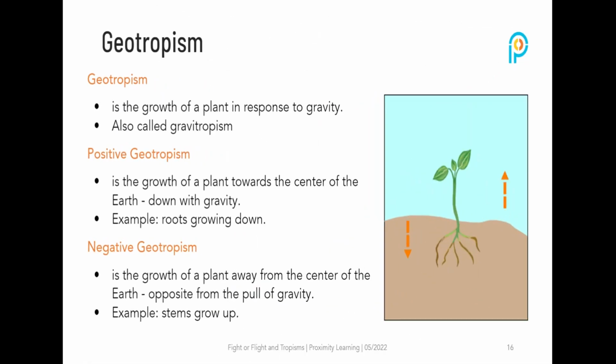Geotropism. This is the growth of a plant in response to gravity. It's also called gravitropism. Positive geotropism is the growth of a plant towards the center of the earth, so down with gravity. An example would be roots growing down. And negative geotropism would be the growth of a plant away from the center of the earth, so opposite from the pull of gravity. So for example, stems that grow up.